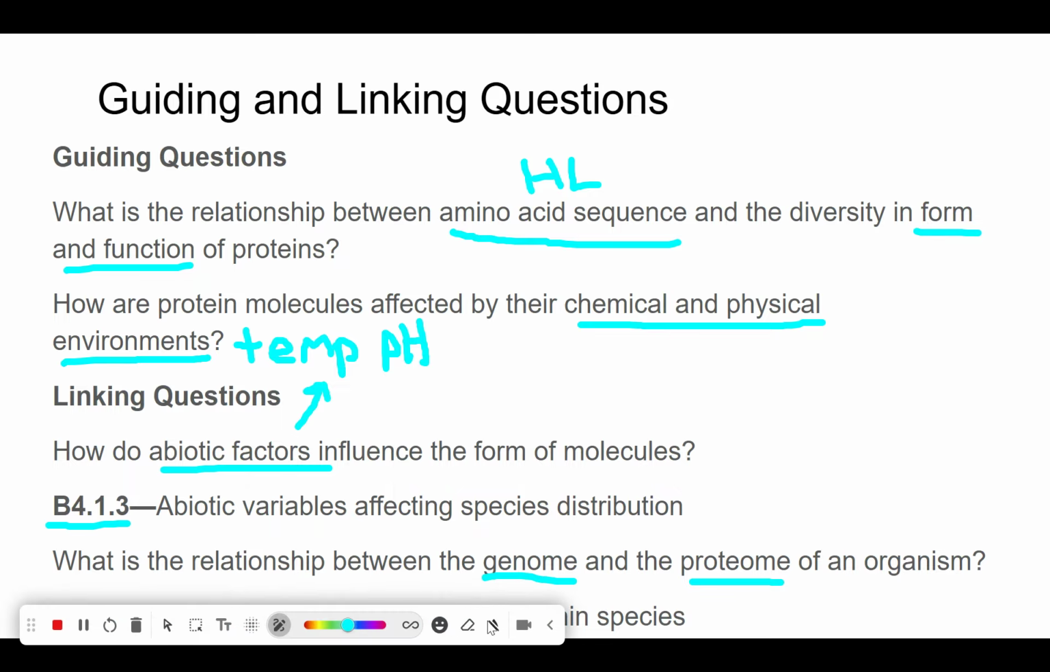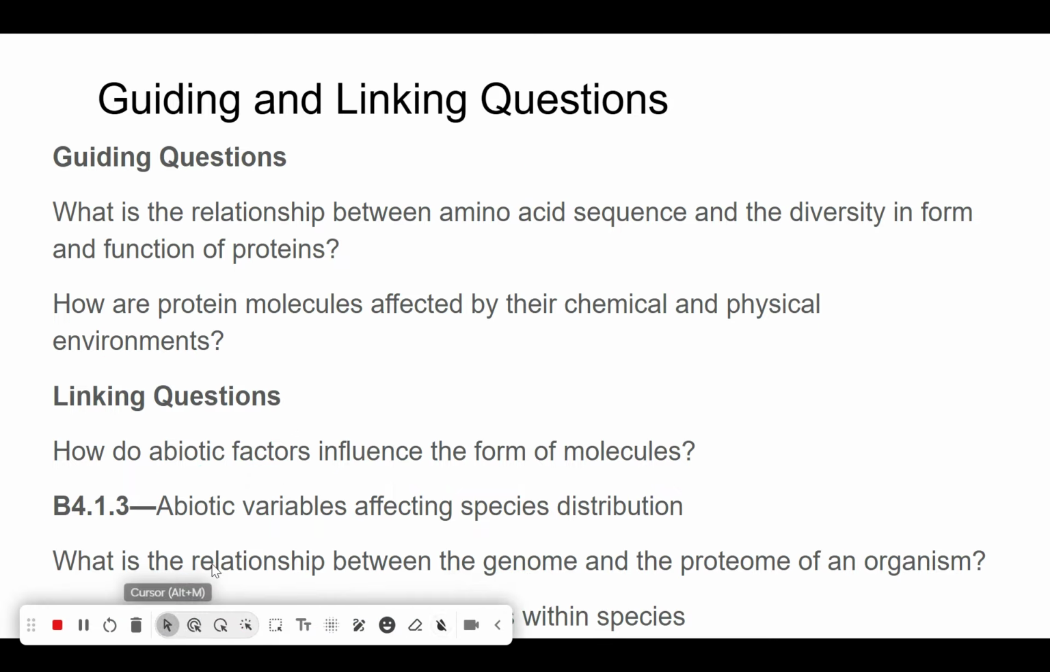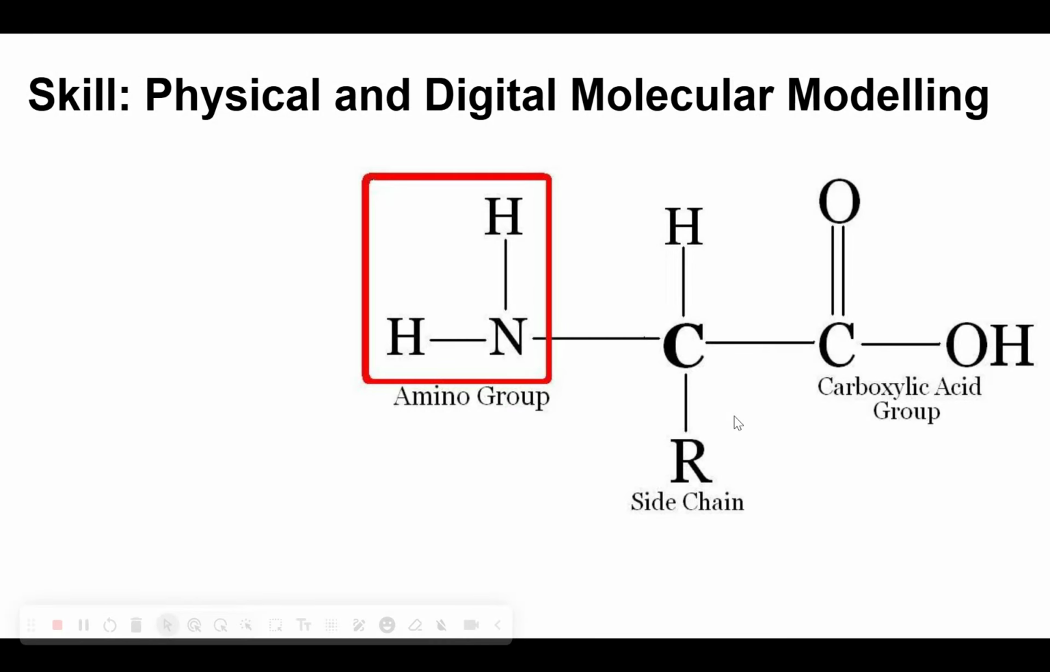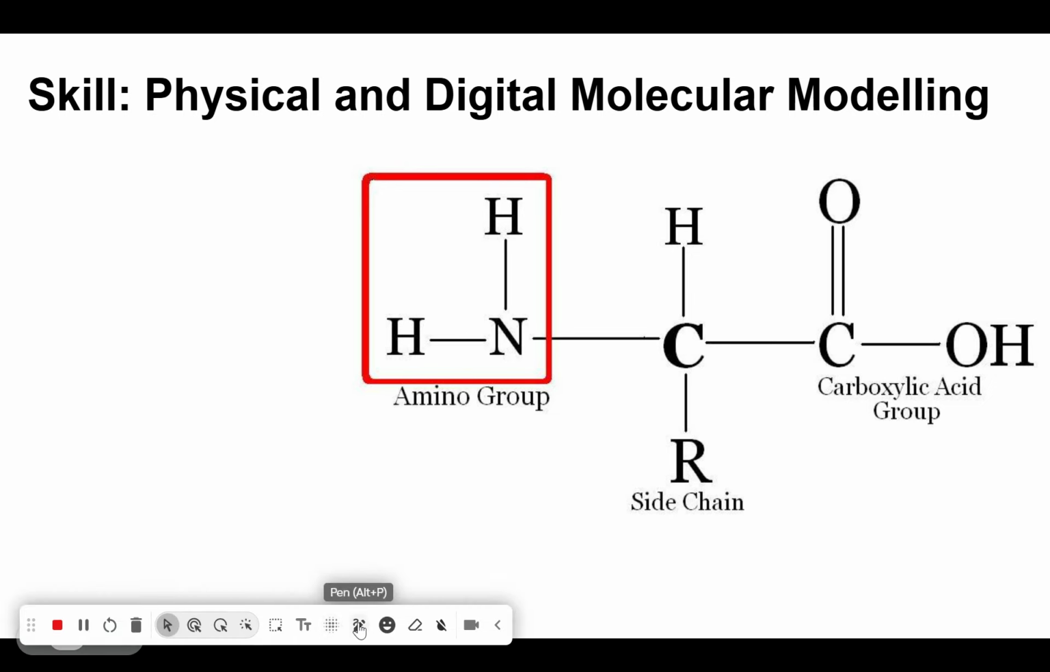All right, I'm going to erase and get back to my pointer so we can go forward to the associated skill. So a skill that is mentioned in the IB Biology syllabus is the physical and digital molecular modeling, like both the ability to draw out some physical molecular models and the appreciation that digital molecular modeling has really deepened our understanding of molecules that are important for biology, like proteins.